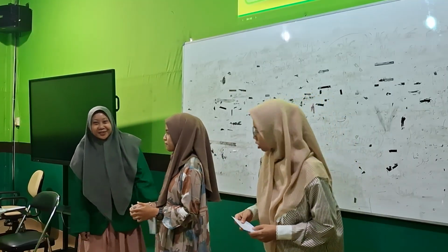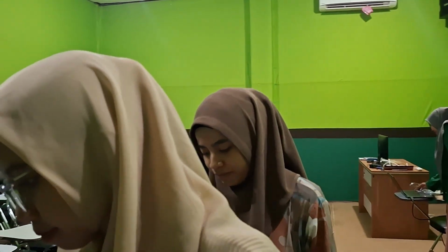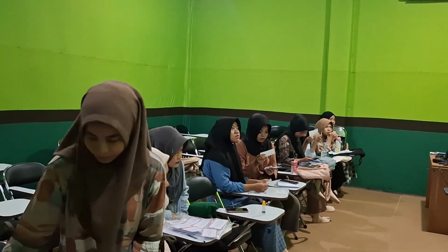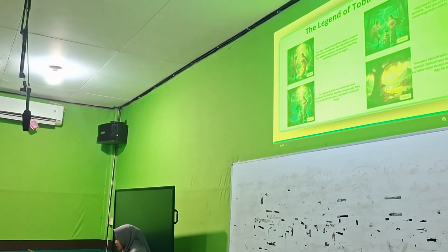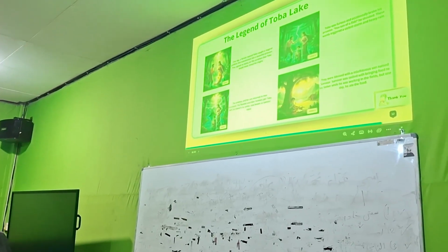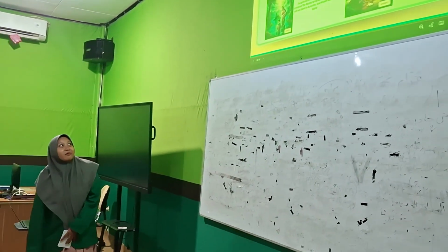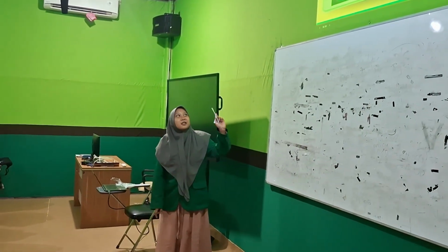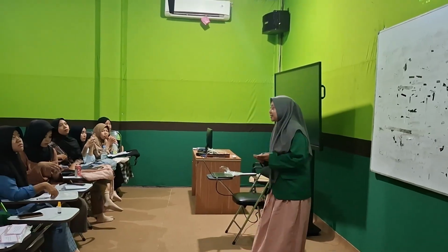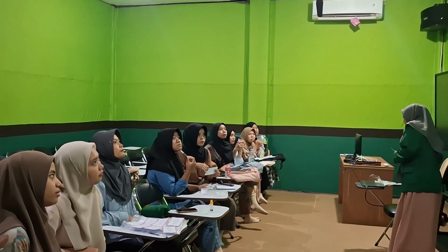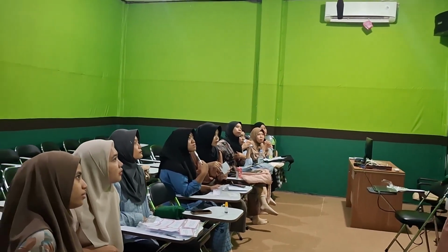Okay, thank you. Please applause, guys. The example of narrative text is the legend of Toba Lake. Could you sort this story to be correct together? What is the first picture and the story?